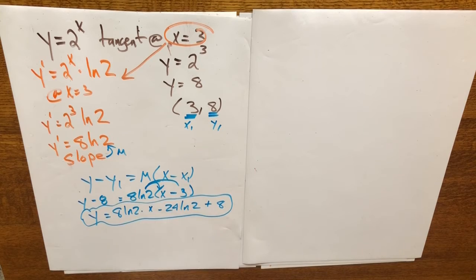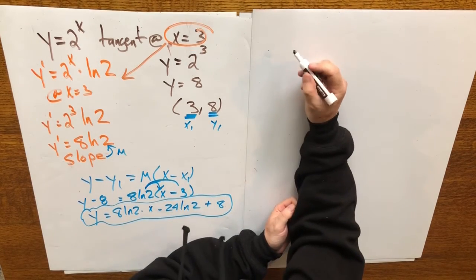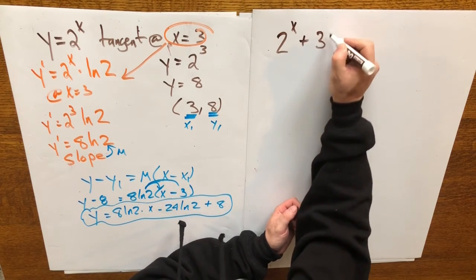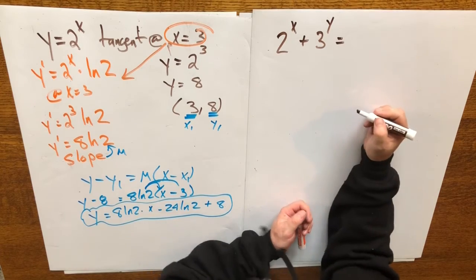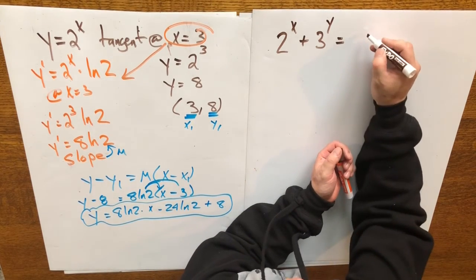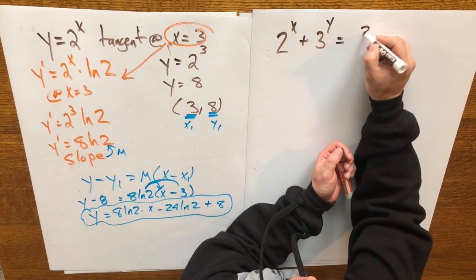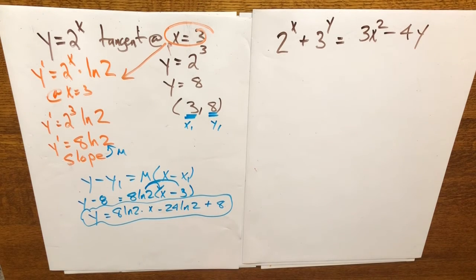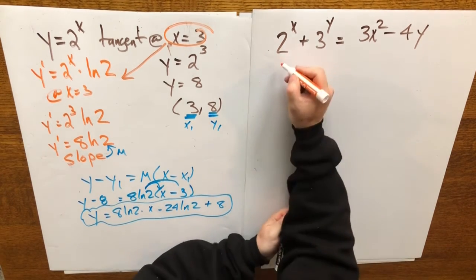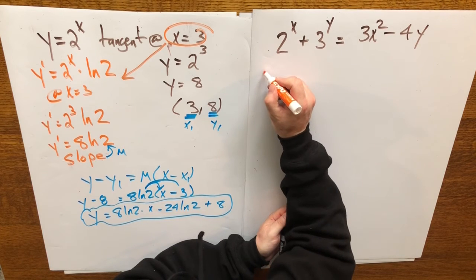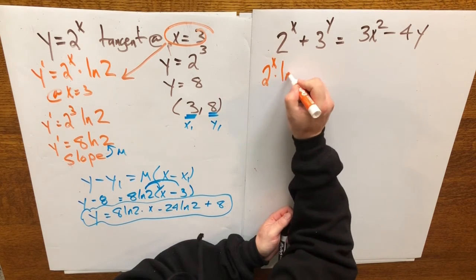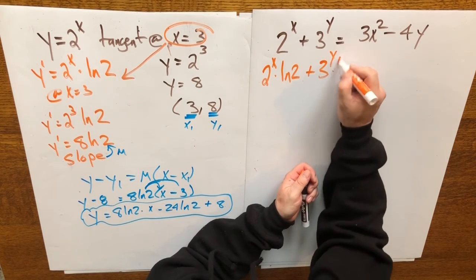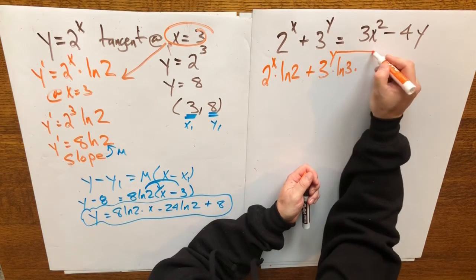Finally, we'll look at an implicit differentiation question. We'll say something like this. 2 to the x plus 3 to the y equals 3x squared minus 4y. So let's do this one implicitly and see where it takes us. The derivative of the 2 to the x is going to be 2 to the x times the ln of 2, plus the derivative of 3 to the y will be 3 to the y times ln 3 times the derivative of the exponent.